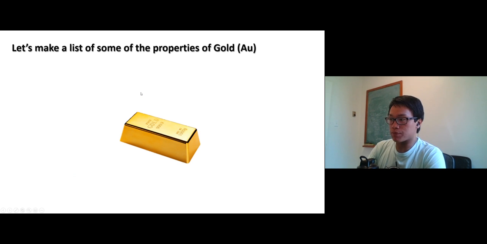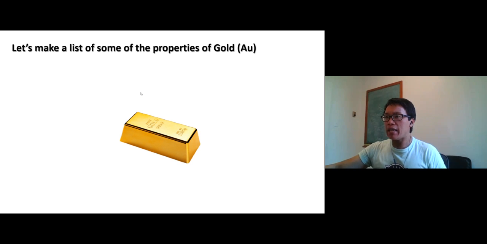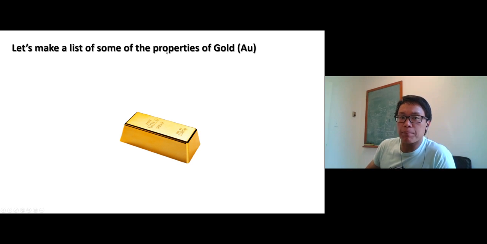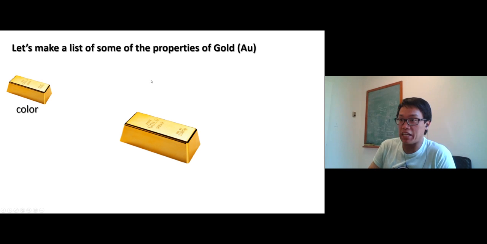So this is gold. You guys know this looks like gold. Let's make a list of properties of gold. What are the properties of gold? Can you think of anything? Well, color: it's not just yellow, it's the gold yellow.